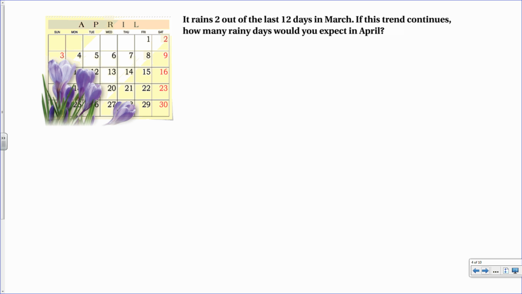Okay, here's the next one. It rained 2 out of the last 12 days in March. If this trend continues, how many rainy days would you expect in April? So in March, it rained 2 out of 12. And we're saying, how many would that be in April? We're looking at the calendar. It says that there are 30 days in April. So we want to know how many of those it's going to rain.